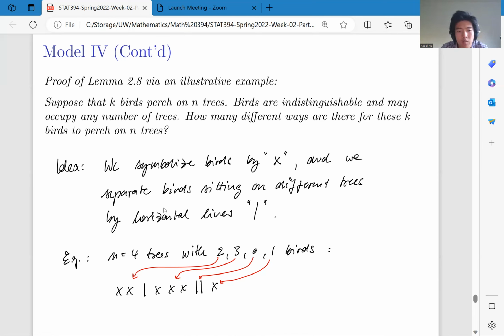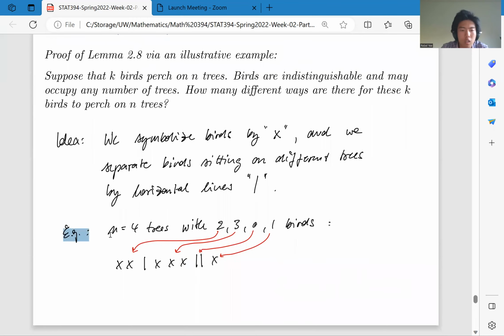So for example, if there are 4 trees and 6 birds, the 4 trees are listed here with 3 vertical lines. The first tree is to the left of the first vertical line, and between the first and second vertical line is the second tree. The third tree here is empty, and the fourth tree is to the right of the last vertical line. So the 6 birds are separated into 2, 3, 0, 1 patterns.